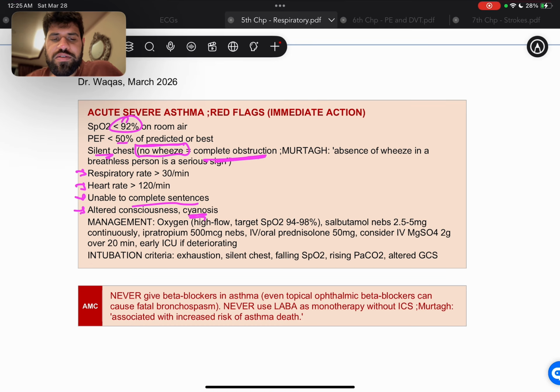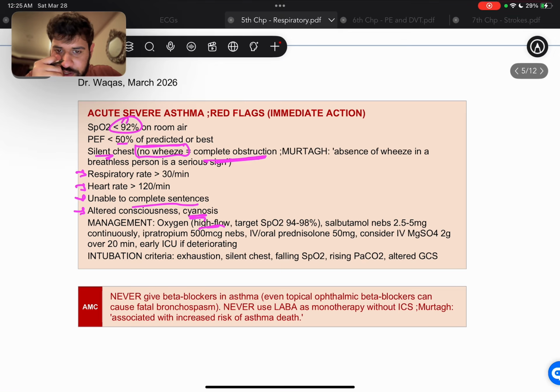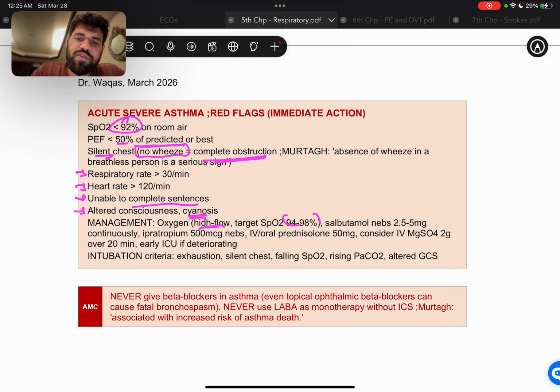So they'll give you patients where they won't tell you all of these symptoms, but they may say 1 or 2 of them. So they would say that this person can only speak in words and can't complete sentences. The management for them is going to be high flow oxygen with the target SpO2 between 94 to 98%. And then we have to give them salbutamol through the nebulizer and not through the puffs that we use, and we have to give this continuously.